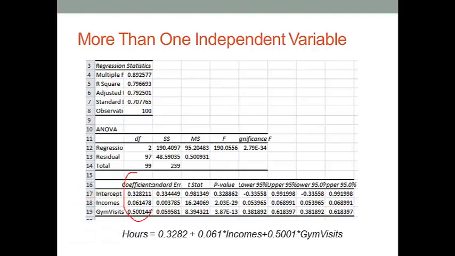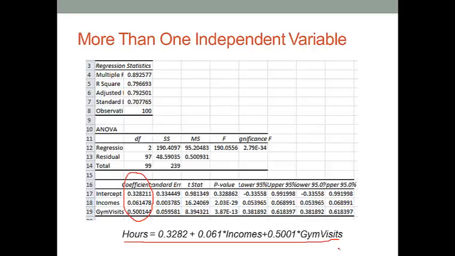As you can see here, according to this value, we can build the mathematical equation like the one you can see at the bottom of this PowerPoint. Hours equals 0.3282, which is the coefficient for the intercept, plus 0.061 times incomes, plus 0.5001 times gym visits. How can we use this model?